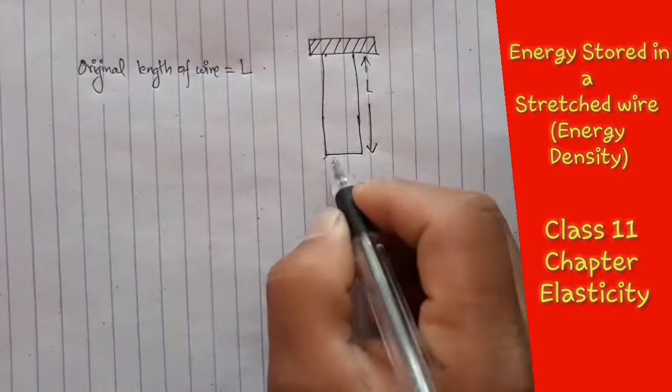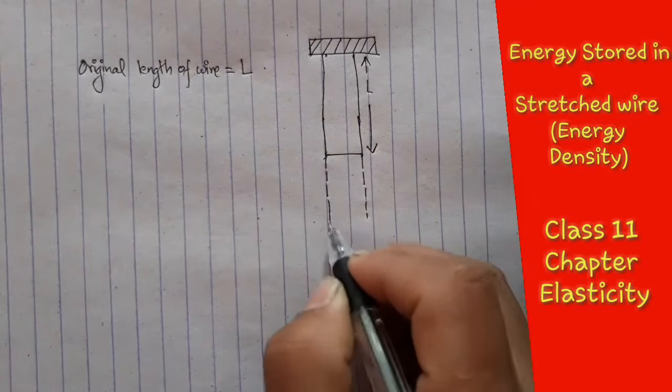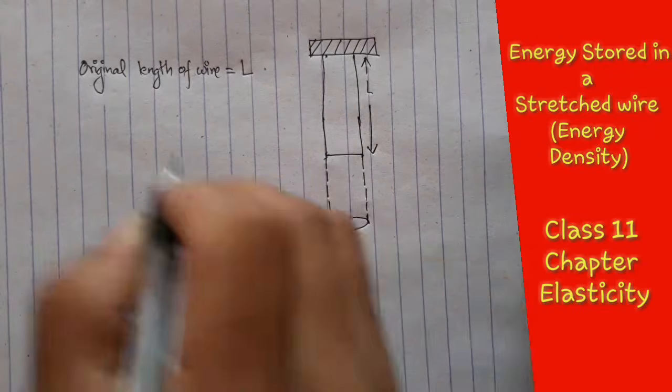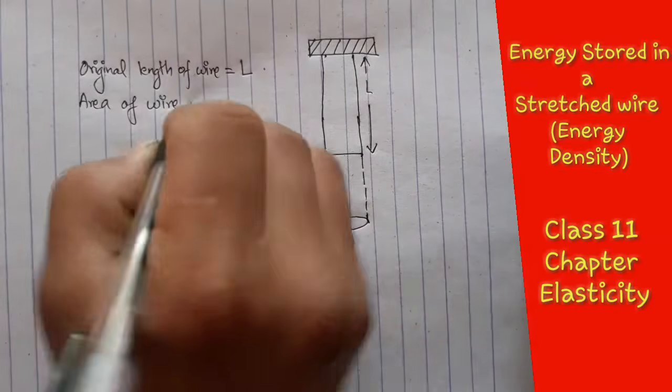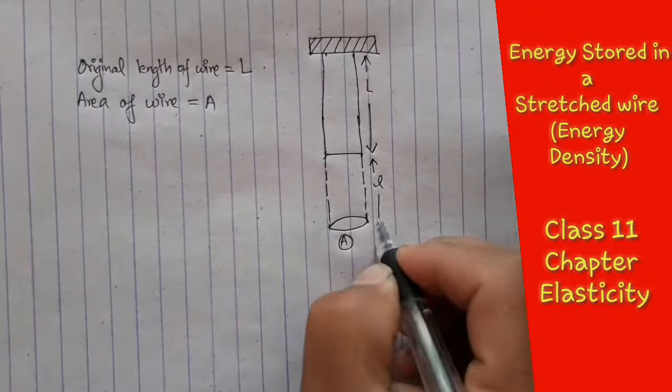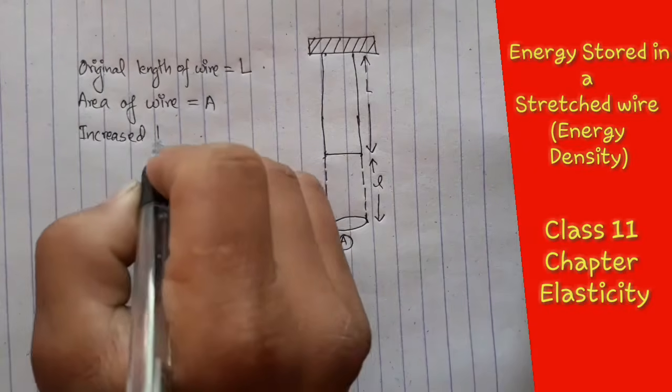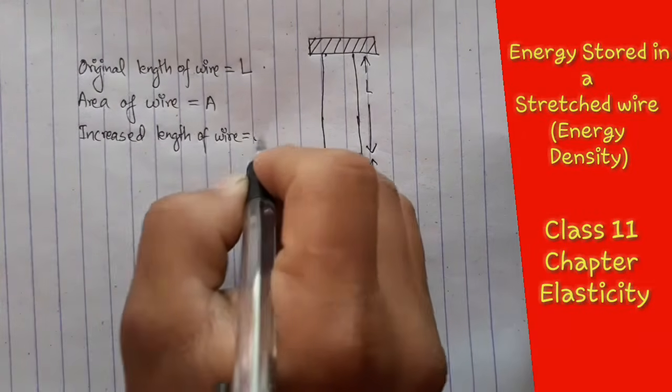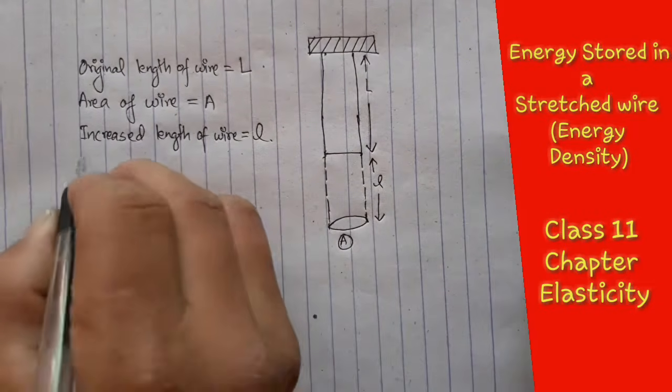Now let us suppose that the original length of the wire is capital L and let its area be capital A. Then let us give some amount of force and let it increase its length by small l. So the increased length of the wire is equal to small l.